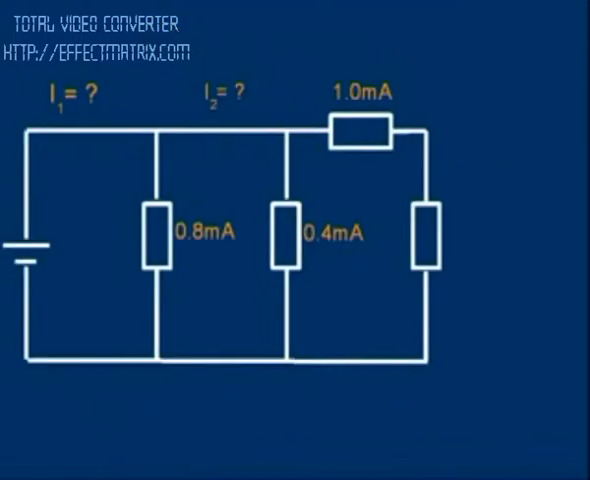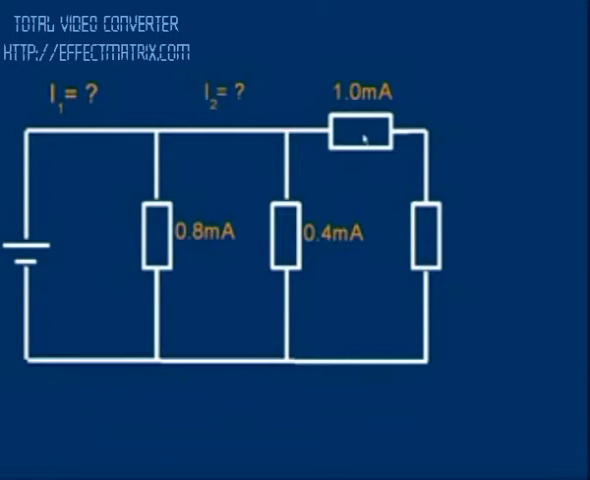Let's use all that to see if we can do a simple calculation. Here's a circuit. We've got a network of resistors. So these two are in parallel with each other. These two are in series with each other. The first resistor has a current of 0.8 milliamps. The second has a current of 0.4 milliamps. The top resistor has 1 milliamp.